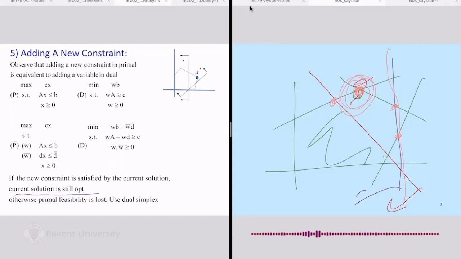Okay, so let me come back to sensitivity analysis. Now I'm adding a new constraint. This new constraint then may affect my primal feasibility, as we have just seen. I may no longer be feasible. Somebody asked me to repeat. Thank you, Rana. Let me explain again.